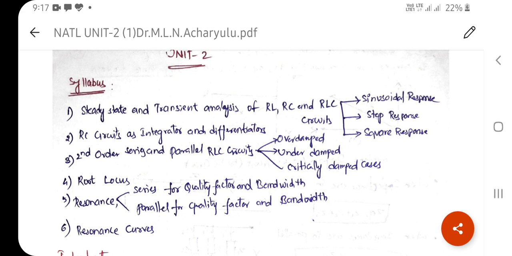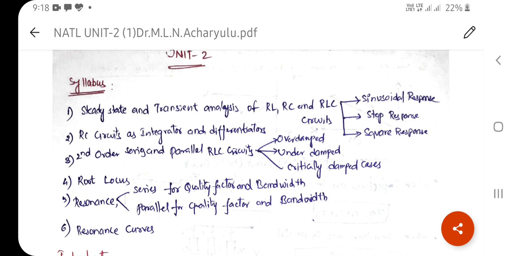In Unit Number 2 we have different topics to cover. The first is the steady state and transient analysis of RL, RC, and RLC circuits, which includes the sinusoidal response, step response, and square response. The second point is the RC circuit acting as an integrator and a differentiator. And then second order series and parallel RLC circuits, which have three conditions: overdamped, underdamped, and critically damped.